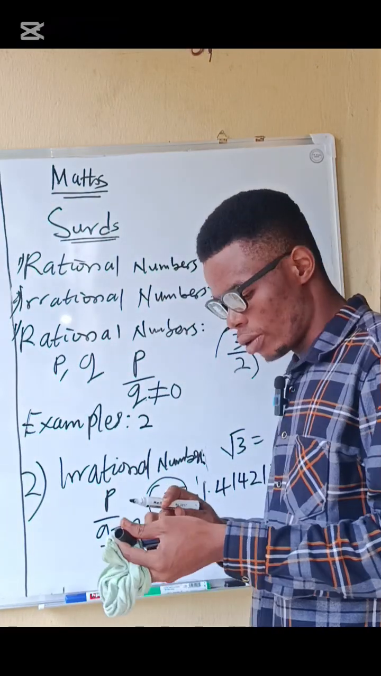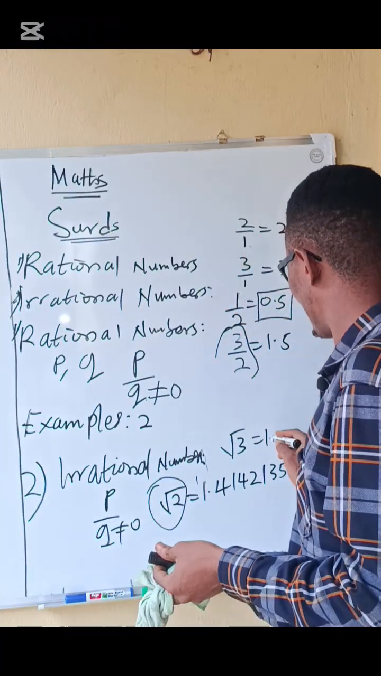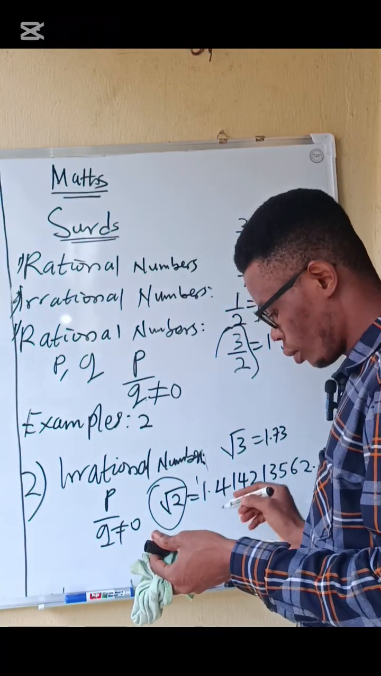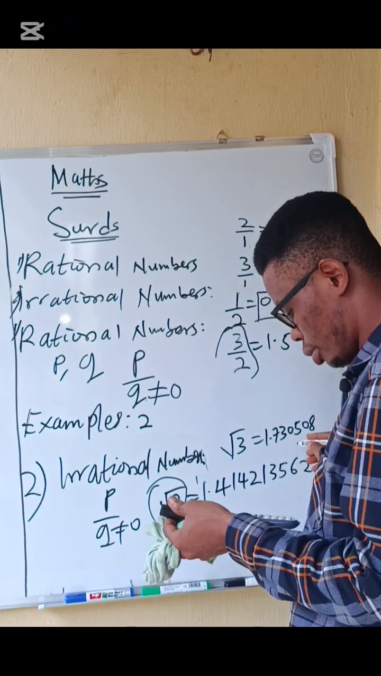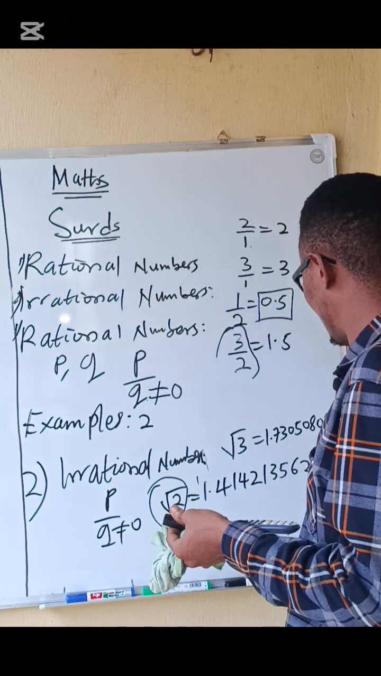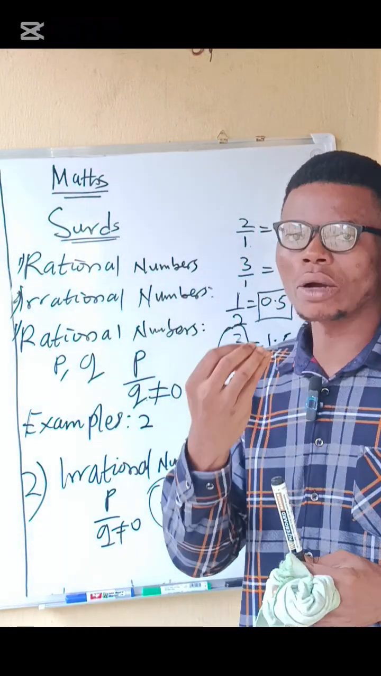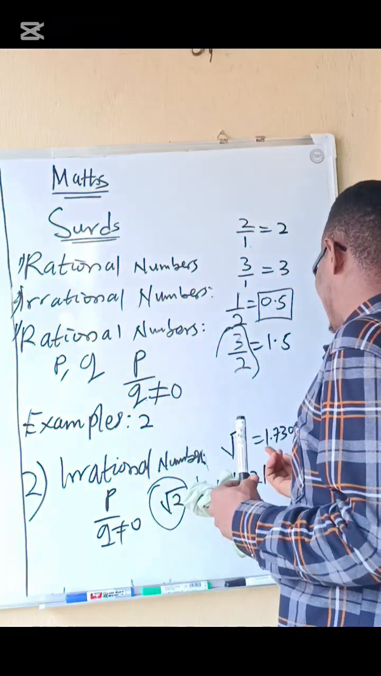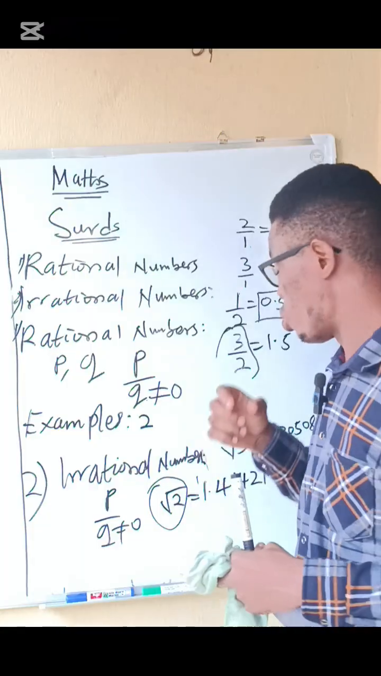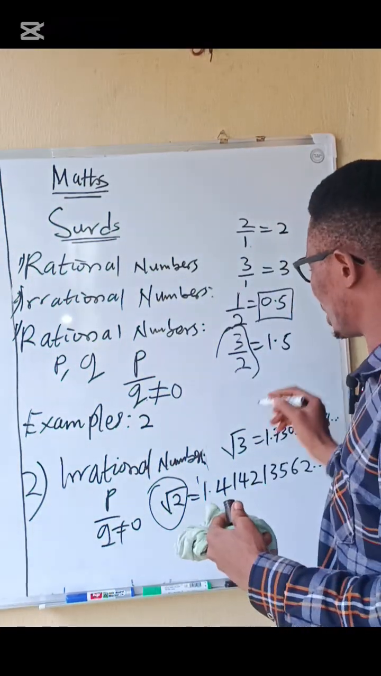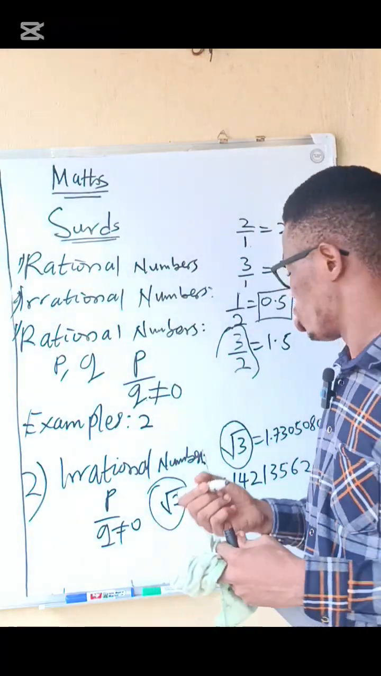Take for instance, I have another one, root 3. What is root 3? You find root 3, that is 1.730508, and so on. So if I ask you to find two numbers such that when you divide these two numbers, you have exactly this number, you won't be able to find those two integers. So in this case, we say that root 3 is an irrational number.